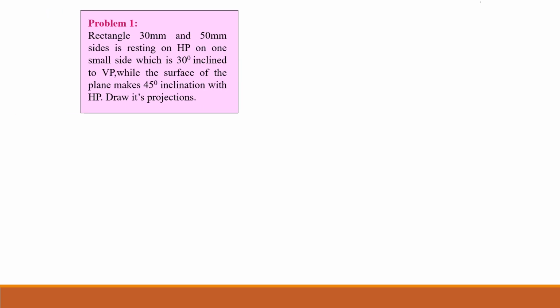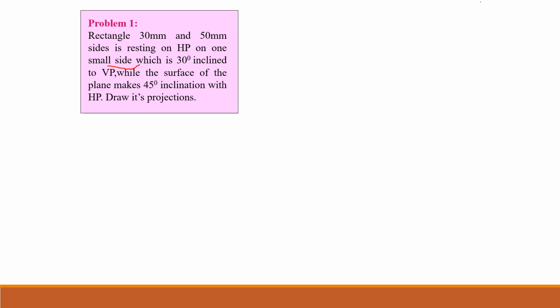Let us look into a problem here. The problem is given like this. There is a rectangle with 30 mm and 50 mm sides, and it is resting on the horizontal plane on one small side. The important keyword here is side, which gives you an idea of the position of the plane. This side is inclined at 30 degrees to the VP.